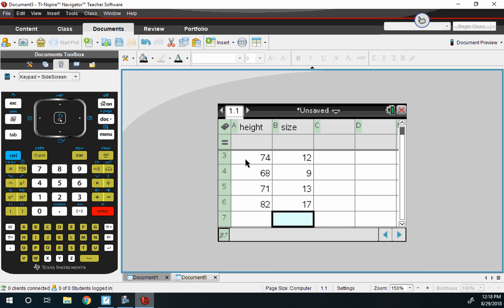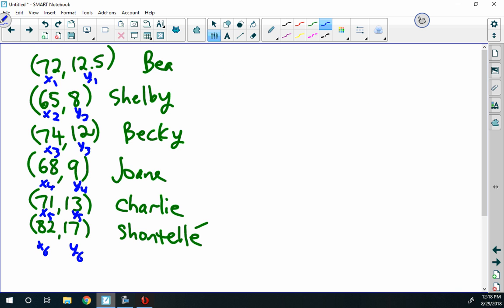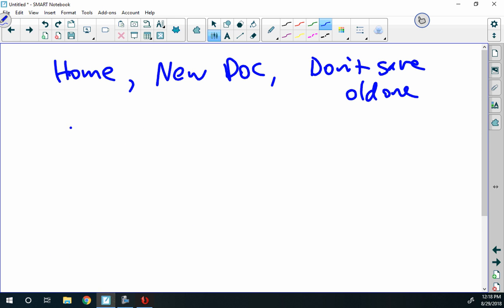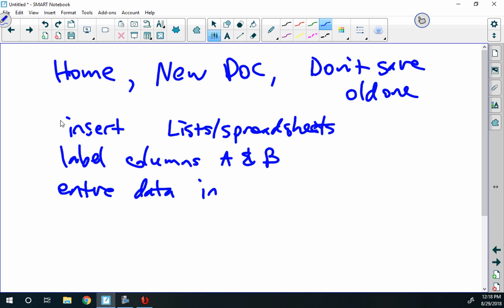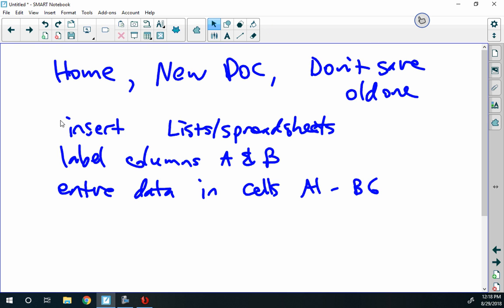Okay. So just so you know what's going on. We started a new document. We inserted a lists and spreadsheets page. We label columns A and B, and we enter our data in cells A1 through B6, right? So far, so good? Got all of our data in there? Any questions up to this point? Any comments up to this point?